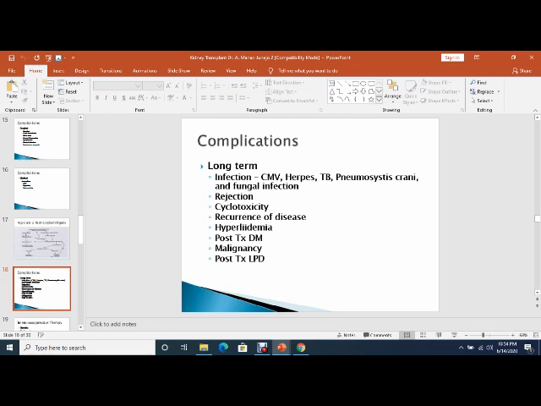What are the long-term complications? The long-term complications occur due to infection: CMV, herpes, tuberculosis, Pneumocystis carinii, and fungal infections. Rejection can occur, cyclosporin toxicity, recurrence of the disease, de novo glomerulonephritis, dyslipidemia, post-transplant diabetes, malignancy, and post-transplant lymphoproliferative disorders.